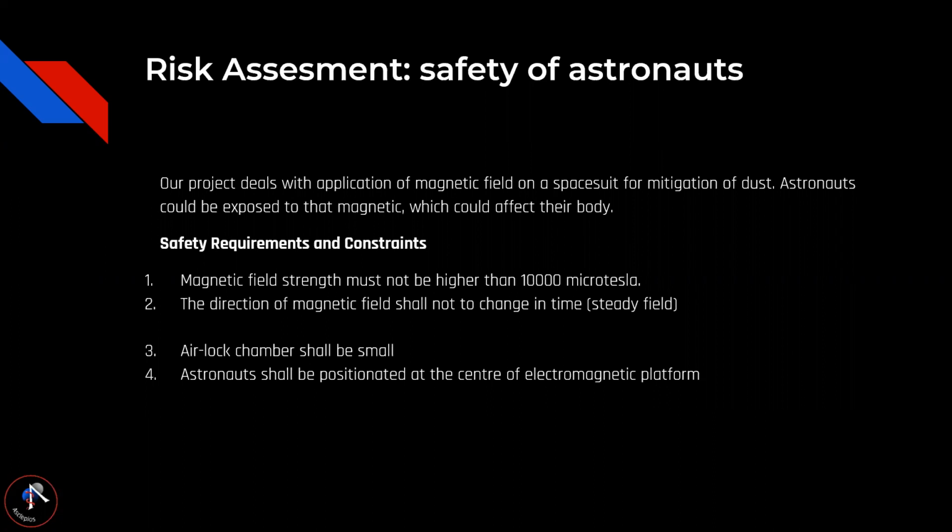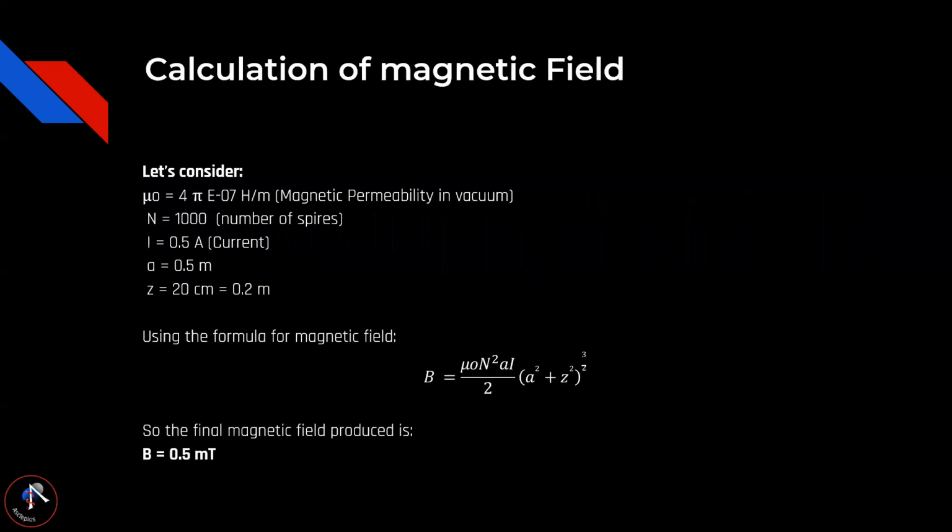And to have the perfect removal of the dust from the spacesuit, you need to stand at the center of the platform. Next slide, please. So we have taken the basic prototype, a small area with a small radius. We got the magnetic field produced around 0.5 millitesla, which is not more than what an astronaut can sustain. Next slide.